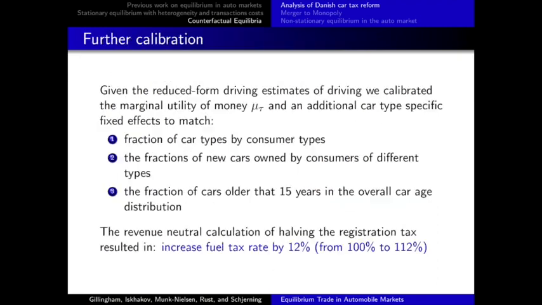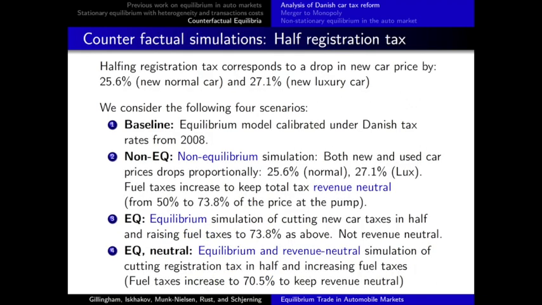Then, given this estimation, we calibrate the remaining parameters, and I'm going to leave that for you to look at in the appendix. But there's a bunch of moments that we're trying to match by calibrating the remaining parameters in the model. So this would be like the fraction of cars owned by different consumer types, the fraction of new cars owned by consumers of different types, the fraction of older cars, and so on. We take out some moments that are informative about the structural parameters, and then we vary the parameters until the moments predicted by the model are the same as those found in the data. Okay, so there's not so much time to talk about the structural estimation, but let's do the counterfactual simulation.